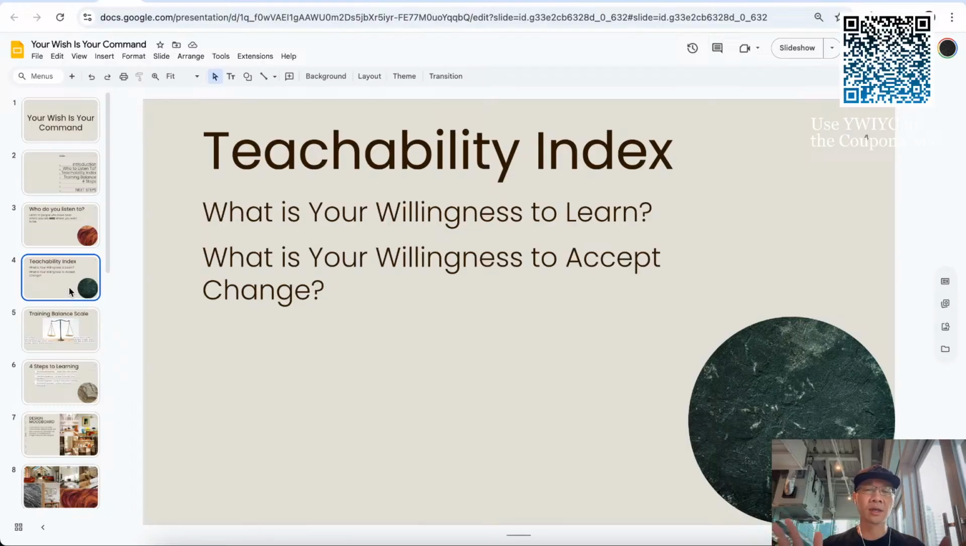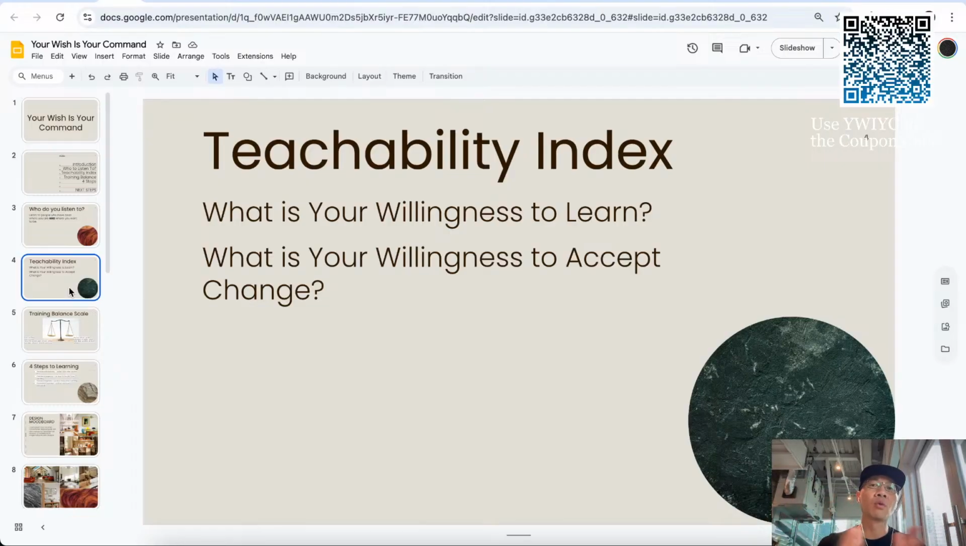The first part is, what is your willingness to learn? You've got to give yourself a score from 0 to 10. The second part is, what is your willingness to accept change? Also give yourself a score, an accurate assessment from 0 to 10.